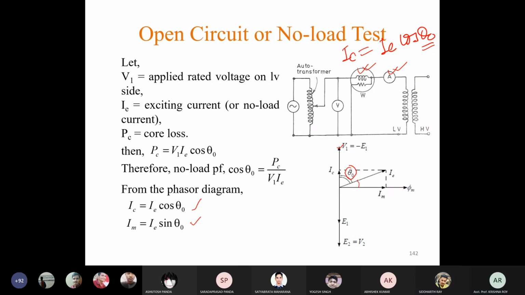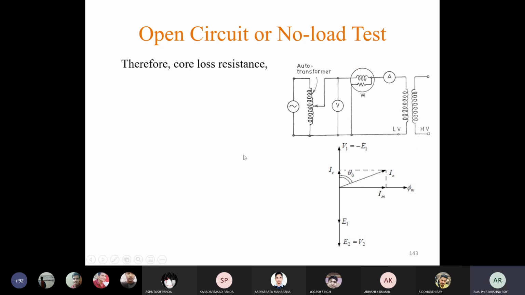Yes, sir. So once we get these currents, we will be able to calculate the equivalent circuit parameters RC and XM. So RC is V1 by IC and XM is V1 by IM. So core loss resistance RCL is equal to V1 by IC. Magnetizing reactance XM is equal to V1 by IM.